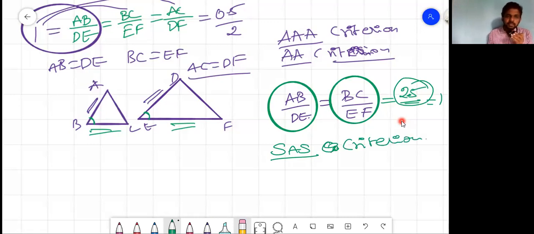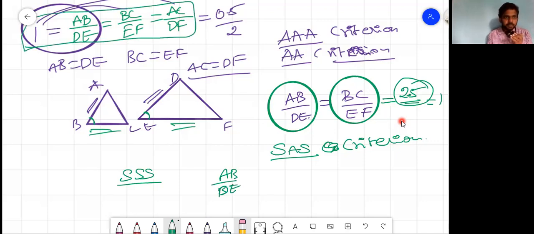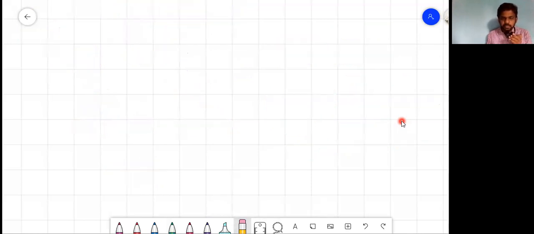Right? Then the third criterion is triple S criterion. If all the sides are proportional, AB by DE is equal to BC by EF is equal to AC by DF, this is the first condition we have seen at the top, then also we can say that the triangles are similar using triple S criterion. So whatever the data is given in the question, based on the data, we'll be choosing the criterion. Right, in some questions they'll be giving the angles, in some questions they'll be giving the sides.